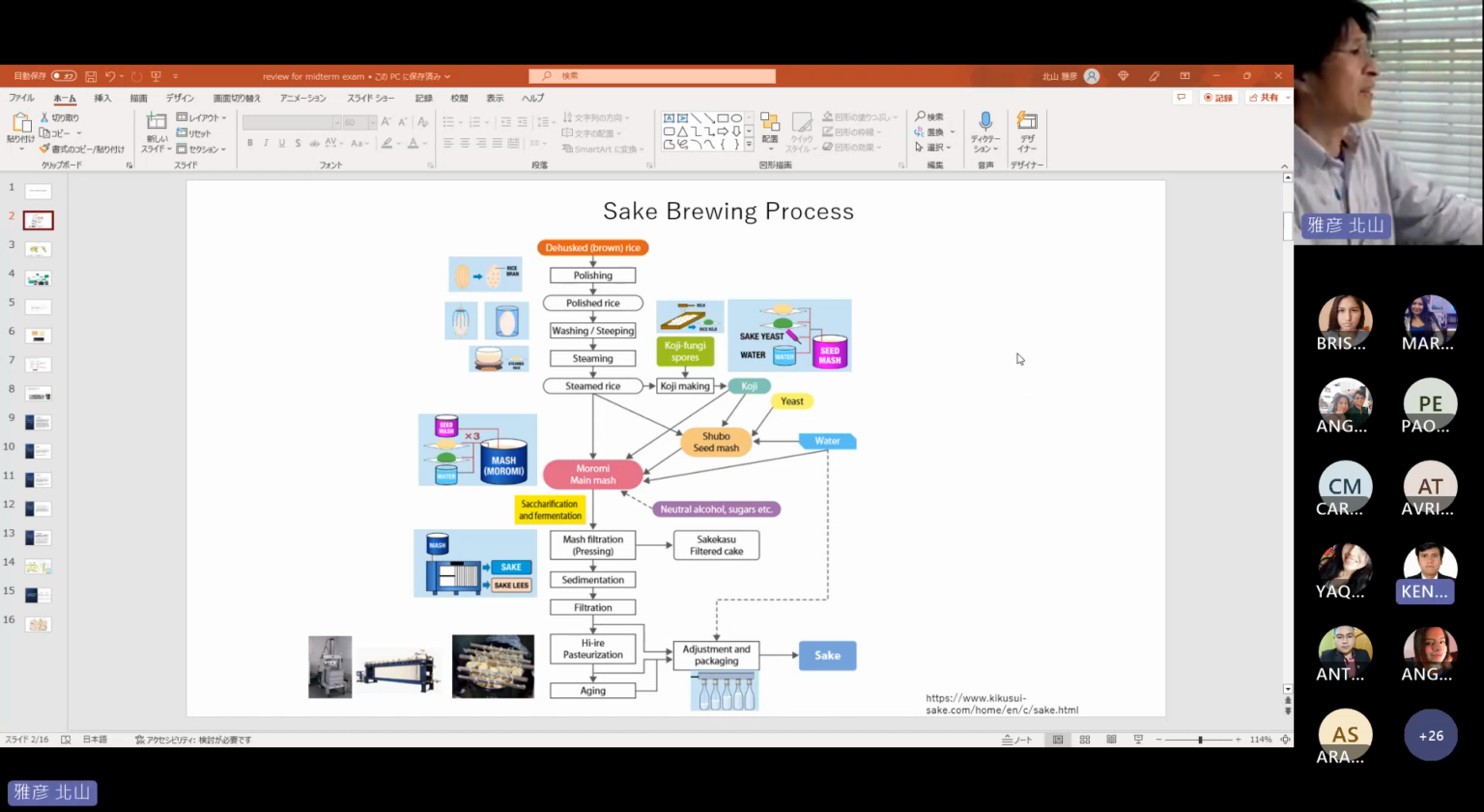Yes, Professor. Okay. So the 4 major ingredients for making sake are water, yeast, koji rice, and steamed rice. So we can make sake from rice, koji rice, yeast, and water. We just need to mix these 4 ingredients to make sake.